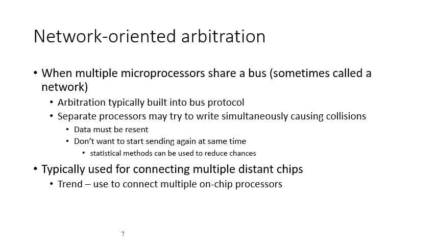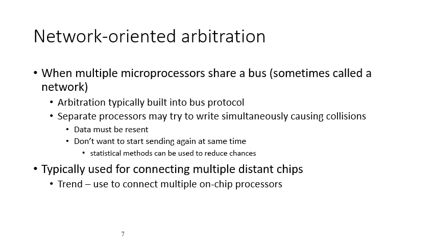Separate microprocessors may try to write simultaneously, causing collisions, and data must be resent. We don't want to start sending again at the same time, and we do not want processors to send data to the peripheral at the same time. So we use statistical methods to reduce the chances of collision, or the chances of sending data at the same time.